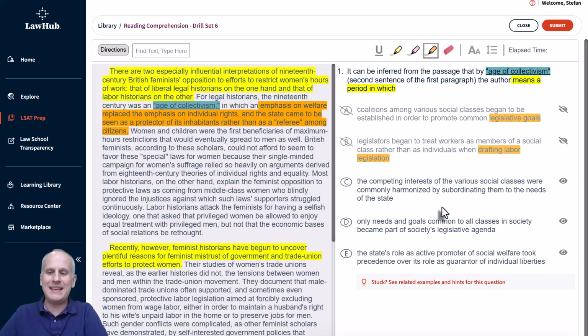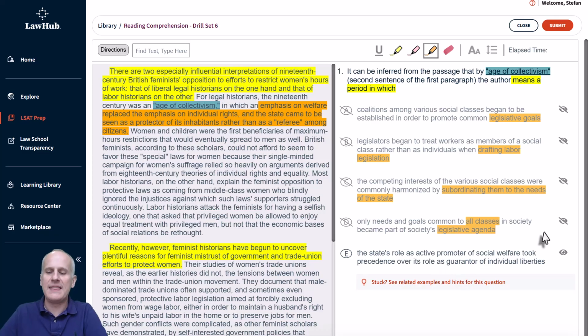Then choice C, the competing interests of the various social classes were commonly harmonized by subordinating them to the needs of the state. Subordinating them to the needs of the state? Absolutely not. Apparently, the state is helping out, protecting the subjects, not subordinating them. So goodbye to choice C as being exceedingly extreme. Then choice D, only needs and goals common to all classes in society became part of a society's legislative agenda. All classes, legislative agenda, extreme, need additional information.